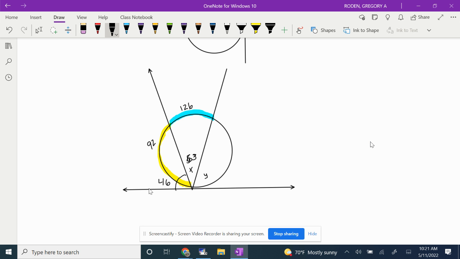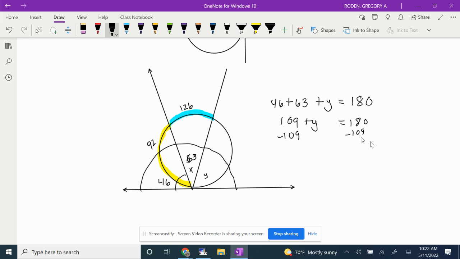Okay, now to find y, how would we find y now, guys? Right, it's the angle addition postulate. We've got a straight line from here to here, right? That's 180 degrees. So if we take 46 and we take 63 and we add y to that, what does that have to add up to? 180. And then it's just a bunch of math here, right? What's 46 plus 63? 109 plus y equals 180. And then we subtract 109 from both sides. And we get what? Y equals 71. And we're done.